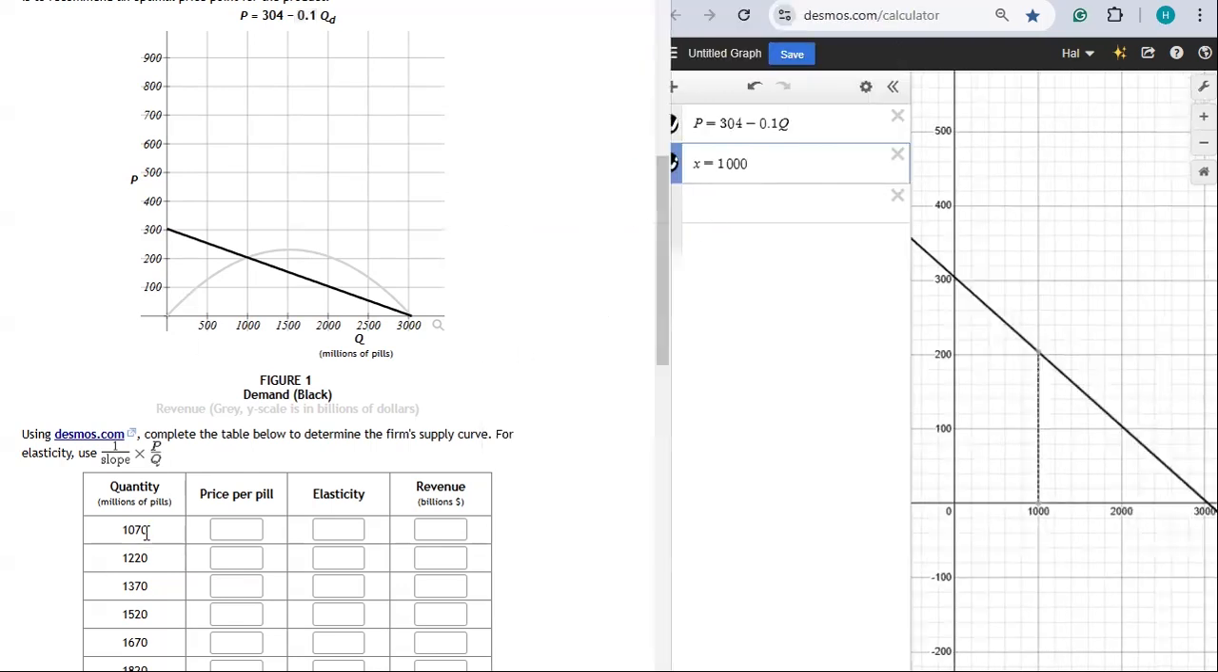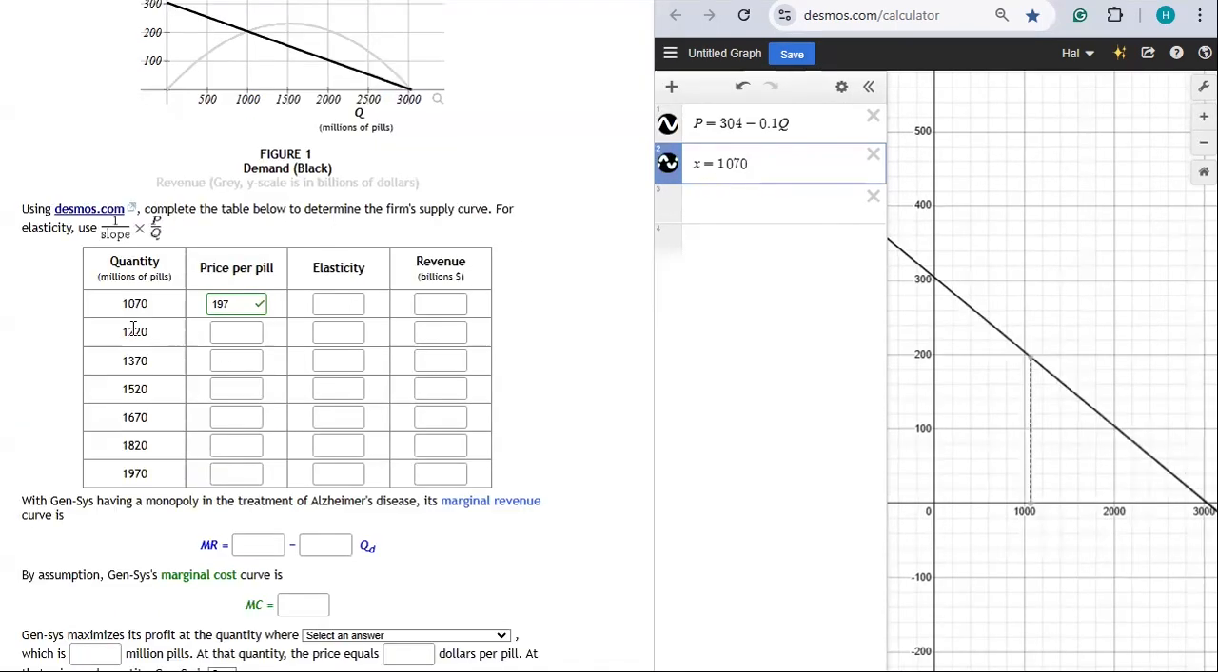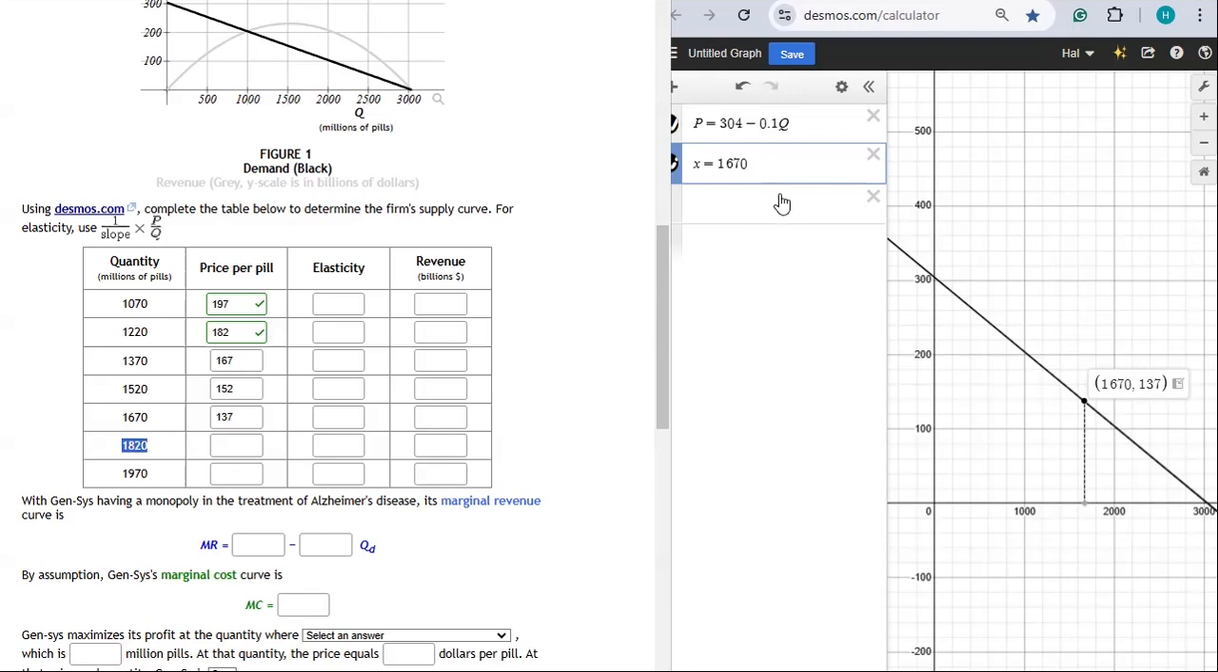Okay, so what is the price when the quantity is 1,070? The price is 197. Let's add 197 here. Now we need to calculate the price when the quantity is 1,220 million pills. $182 a pill. The quantity is 1,370. Price is 167. The quantity is 1,520. The price is 152. When the quantity is 1,670 million pills, the price is 137. When the quantity is 1,820 million pills, the price is 122. When the quantity is 1,970 million pills, the price is 107.